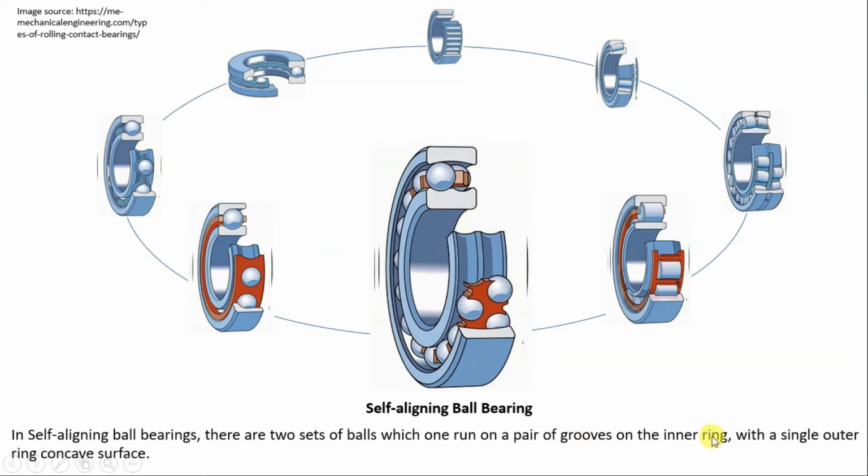pair of grooves on the inner ring with a single outer ring of concave surface. You can see that the inner ring has a different shape. It has two grooves to accommodate two rows of these balls, and the outer ring has a single curvature of spherical shape, or you can say concave surface. This bearing accommodates minor misalignment.